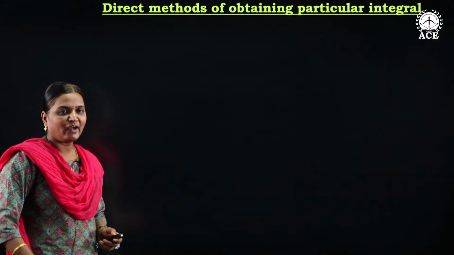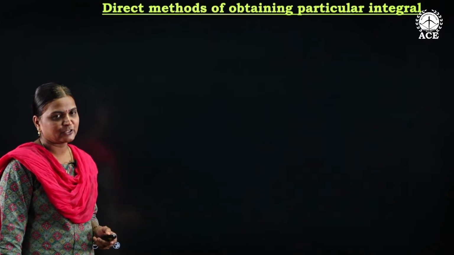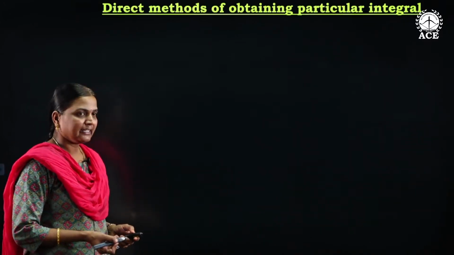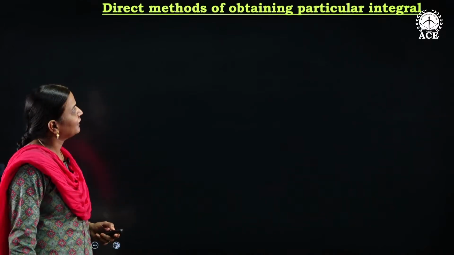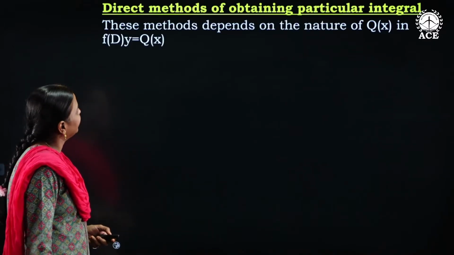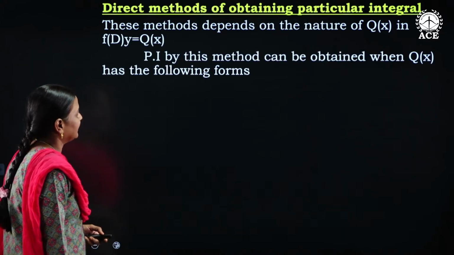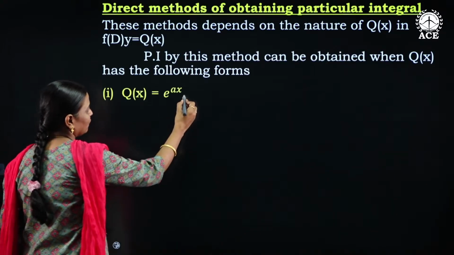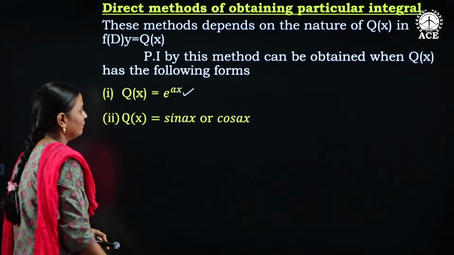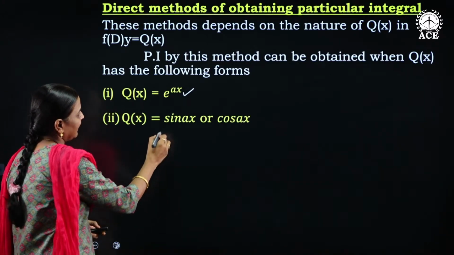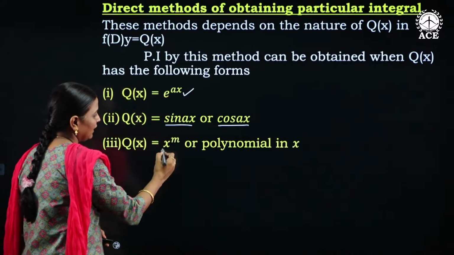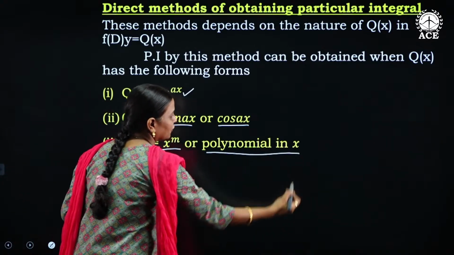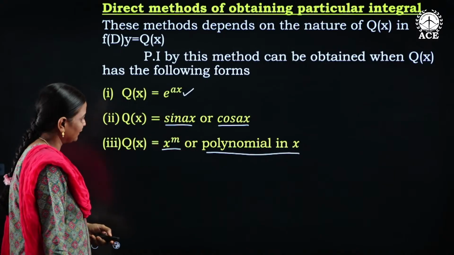And how to find out the particular integral? Here the particular integral depends on the nature of q of x. So here we have some direct methods of obtaining the particular integral. So what are the methods? See here. When q of x is equal to e power ax. When q of x is equal to sin ax or cos ax. When q of x is equal to x power m or a polynomial in x. These are the direct methods.